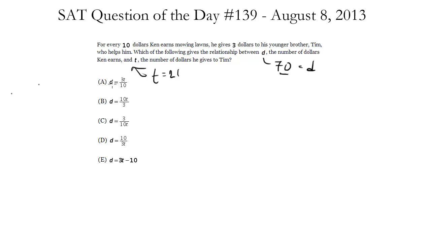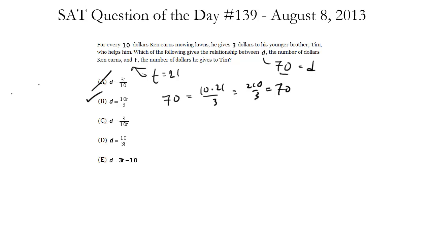So, A, D equals, or 70 equals, 3 times 21, which is 63, divided by 10. No, that does not equal 70. B: 70 equals 10 times T divided by 3. Well, this will be 70 equals 10 times 21 over 3, which is 210 over 3, which, what do you know, is 70. So B looks good.